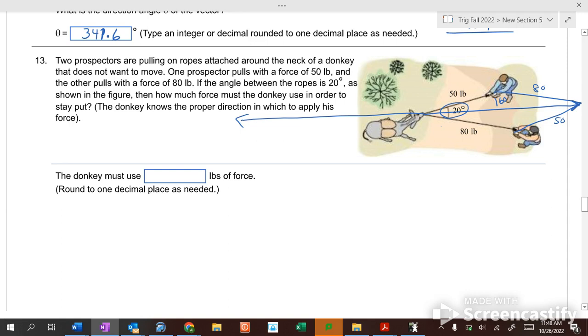Okay? So, to do this, if this is x, we say that x squared equals, law of sines or law of cosines? Cosines, 50 squared plus 80 squared minus 2 times 50 times 80 cosine of 160. Now, if they were in a straight line, they'd be pulling at 130 pounds of force. 20 degrees is not very far away from pulling in a straight line, so it's got to be really close to 130. So if you do the math, what do we get?